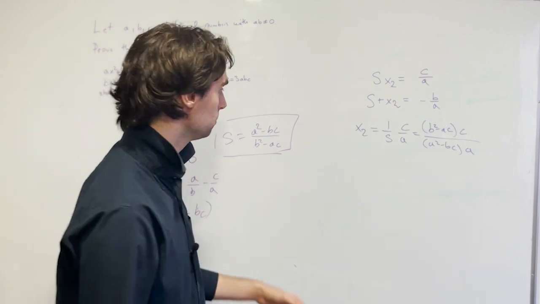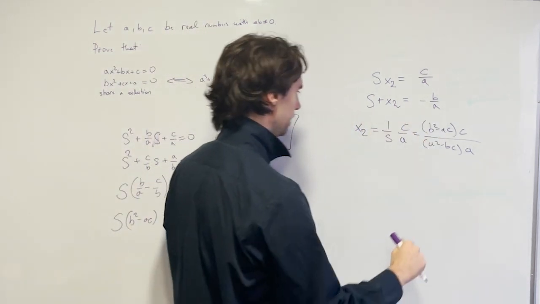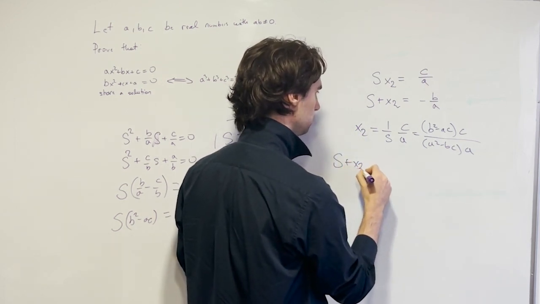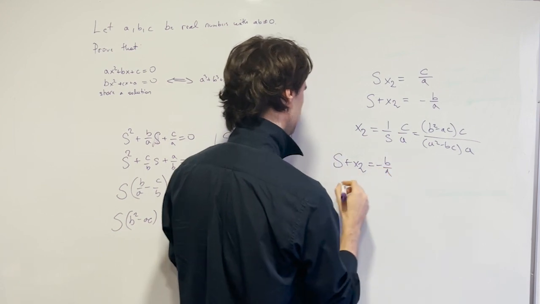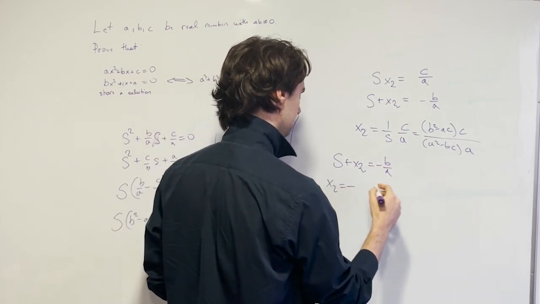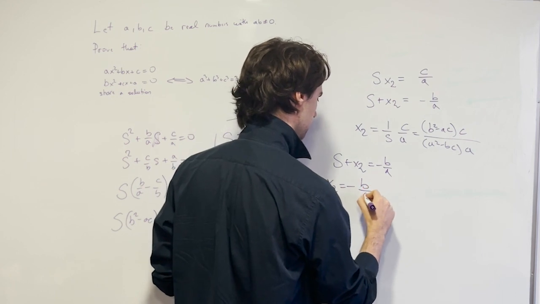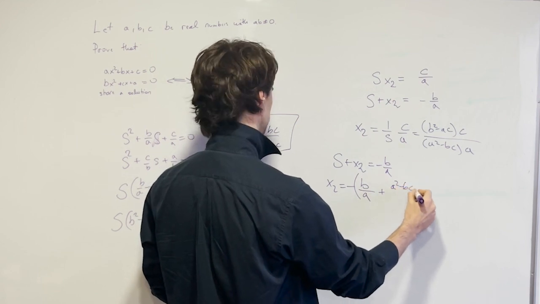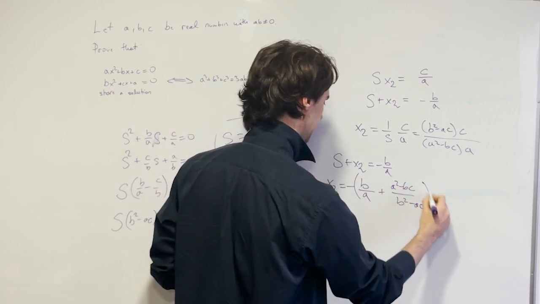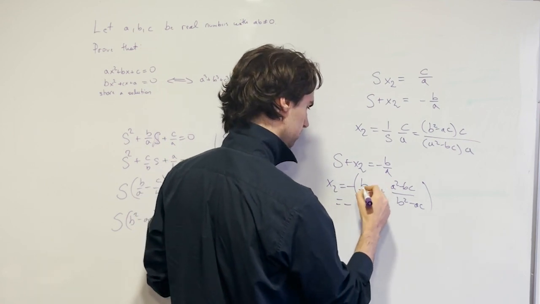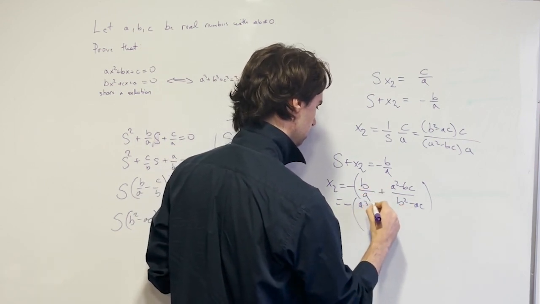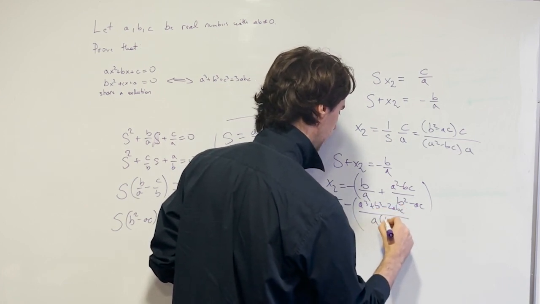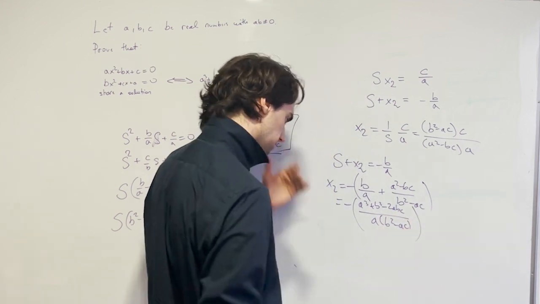Now this gives us S2. And now let's do the same thing here. On the other hand, we'll have S plus x2 is equal to negative B over A. So S2 is equal to negative B over A, and it's minus S, so this is plus B squared minus AC over A squared minus BC. What is this going to be? We're going to have a cubed plus b cubed minus 2abc, and everything over a times b squared minus ac.